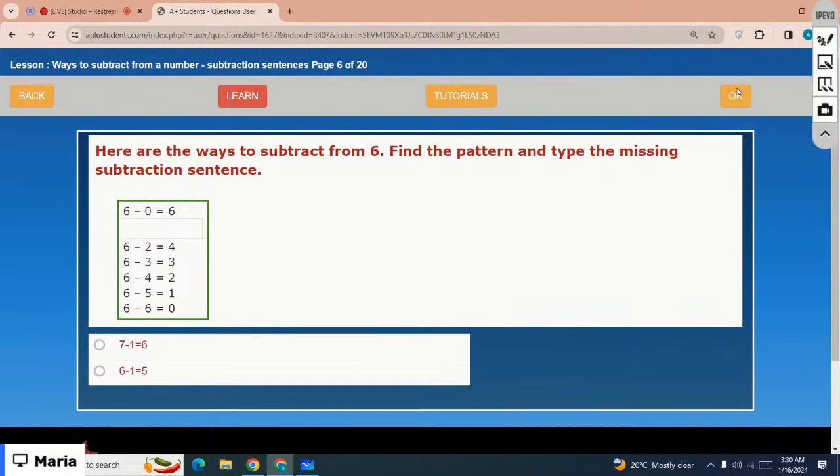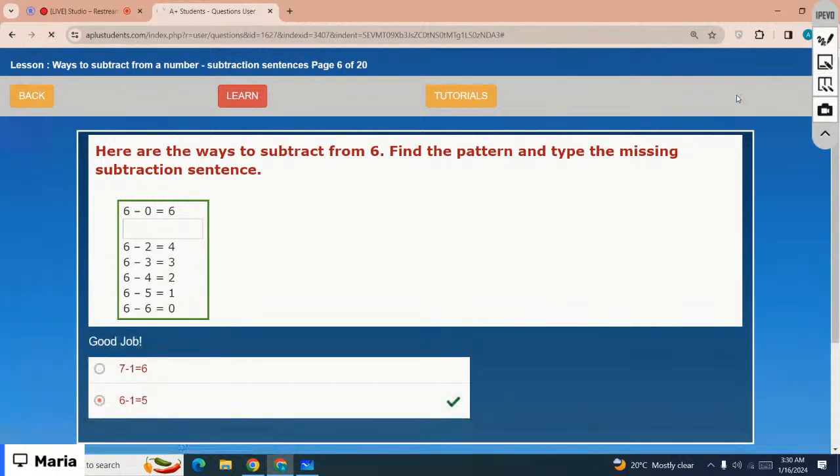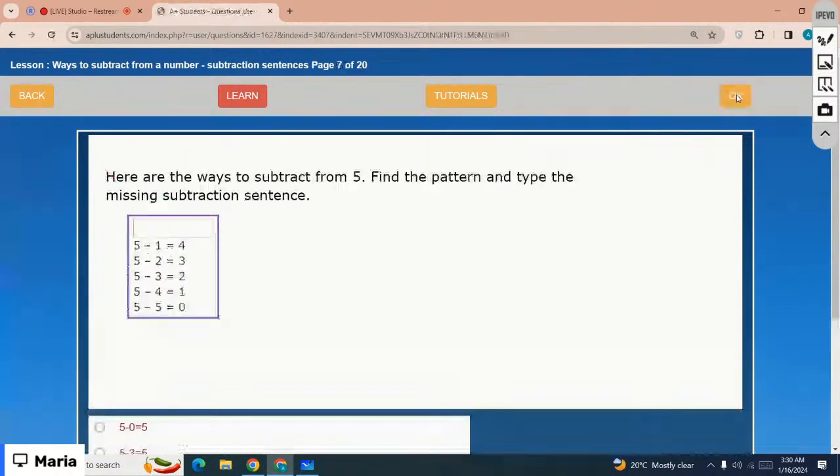So how do you make 6? Yes, that is 6 minus 1 equals 5. Option number 2 is the correct option, right? Okay, you can complete the lesson by yourself later today. Let's just move on to the next lesson, right?